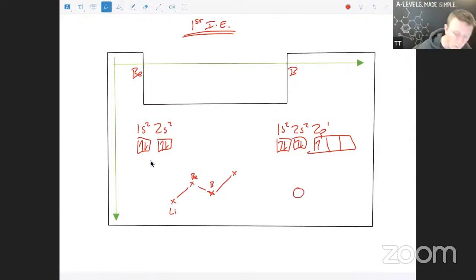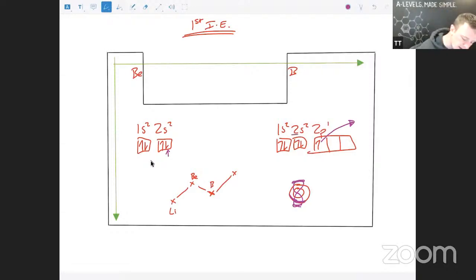You've got your 1s orbital here. You've got your 2s orbital here, and then you've got your 2p orbital. In fact, I'll do that in a different color. You've got your 2p orbital like this, okay? So it's outside. This 2s orbital shields the 2p orbital and makes that one easier to remove than that one, okay? So that's our explanation.